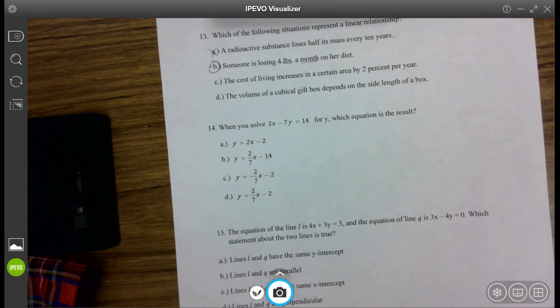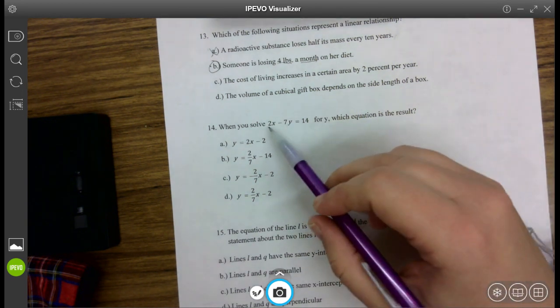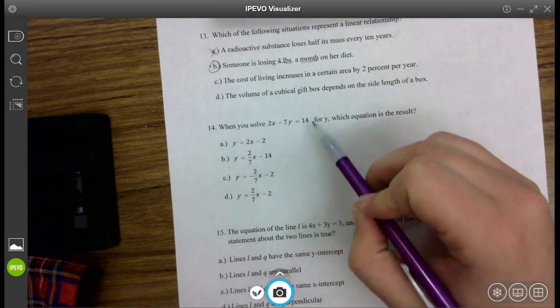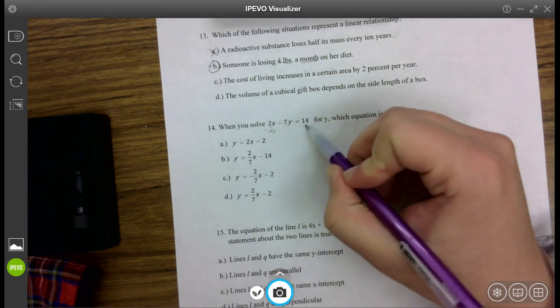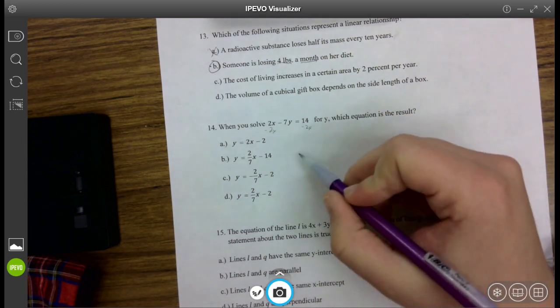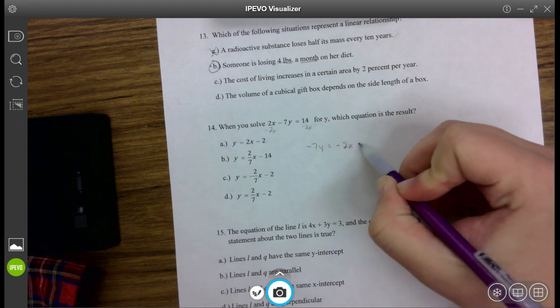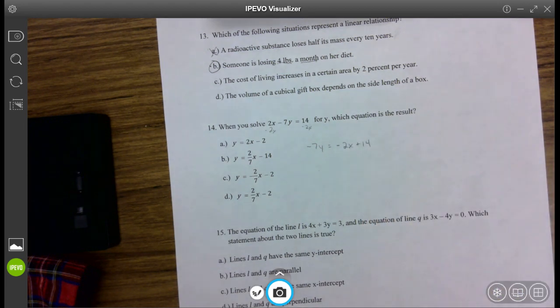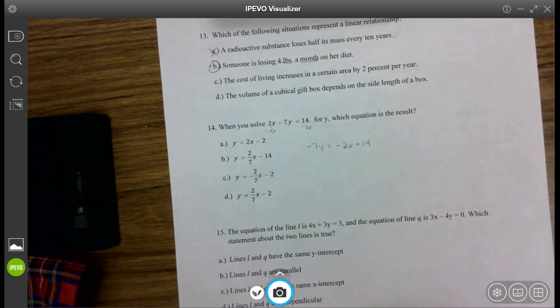Now, if we go ahead and look down for 14, it says when you solve 2x minus 7y equals 14 for y, which equation is the result? So we need to get y by itself. So we want to move everything on this left side over to the right. If we have a positive 2x, now we're going to subtract 2x because we need to do the opposite. So now we're left with negative 7y equals negative 2x plus 14, because these can't combine, because the 14 does not have an x value.